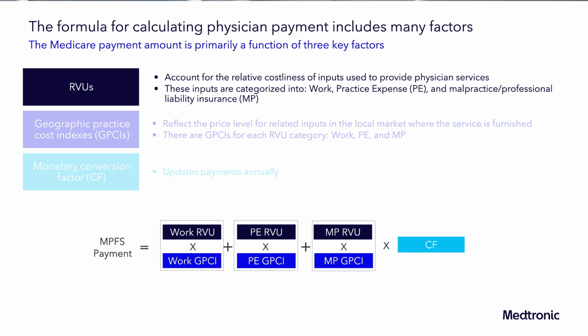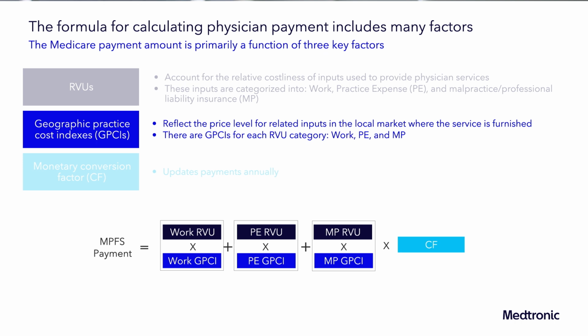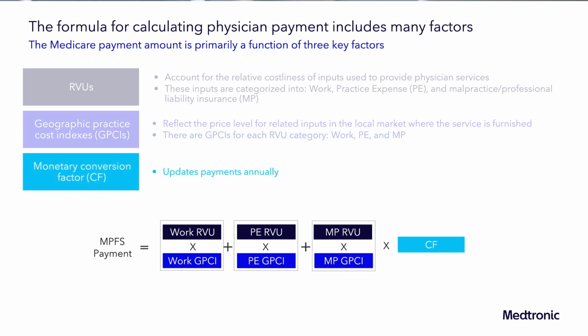RVUs account for the relative costliness of inputs used to provide physician services. These inputs are categorized into work, practice expense, or PE, and malpractice professional liability insurance, or MP. Work RVUs assess physician labor on several levels, accounting for technical skill, physical effort, mental effort, judgment, and time required to perform the service. GPCI reflects the price level for related inputs in the local market where the service is furnished. The conversion factor is the amount Medicare pays per RVU and is updated annually.